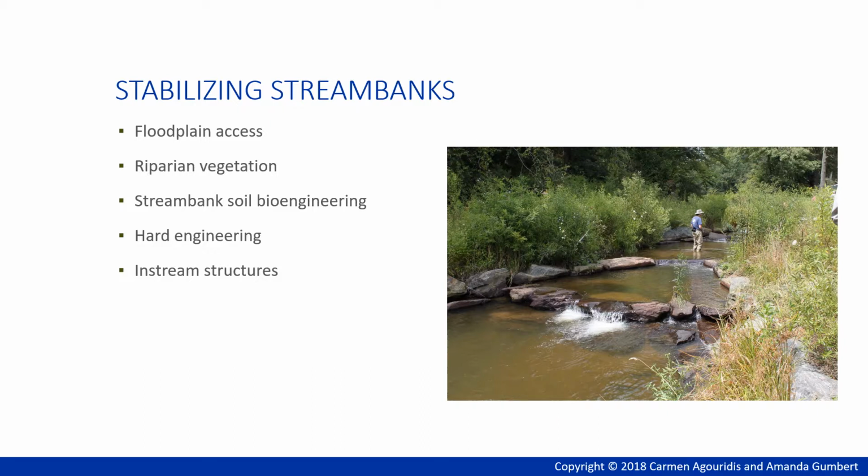Hard engineering involves the use of rock, concrete, or metal to stabilize stream banks. Examples of hard engineering include riprap and gabion baskets. In-stream structures help reduce stream bank erosion by directing flowing water away from stream banks and towards the center of the channel. Examples of in-stream structures include cross veins, as seen in the photo, and J-hooks.